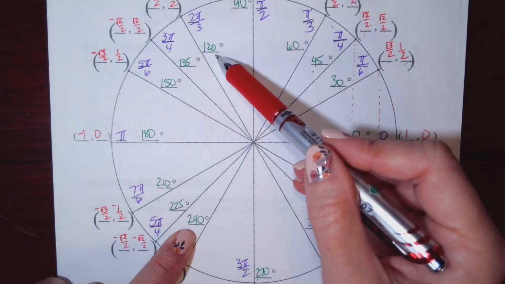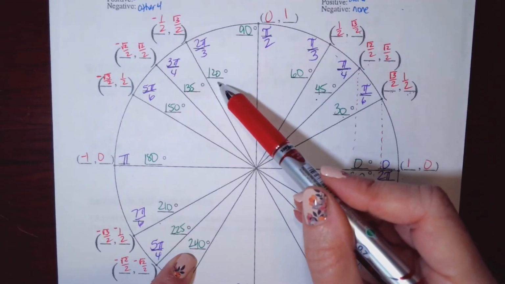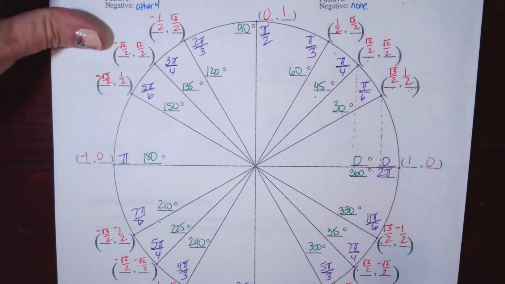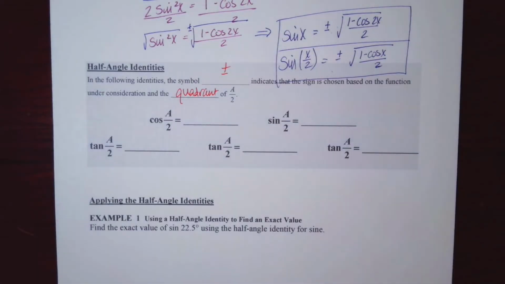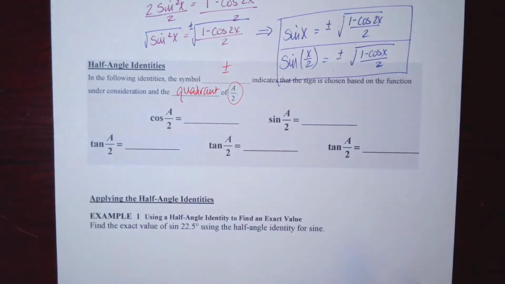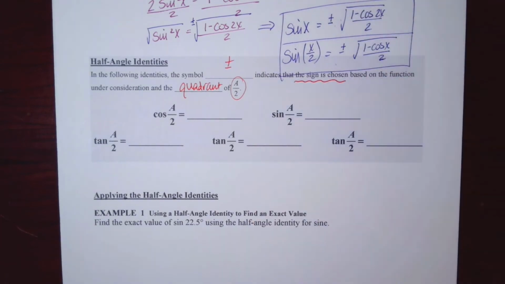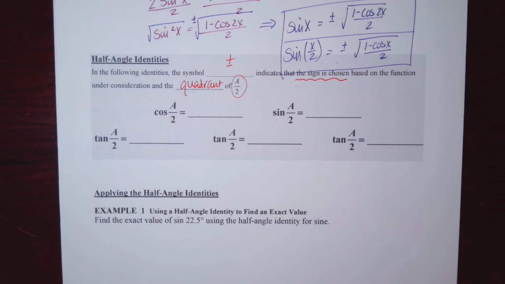120 is up here in quadrant 2, and in quadrant 2, cosine is still negative, but sine is positive. So when you're interested in half angles, you have to think about which quadrant that half angle will fall in and choose the sign based on that quadrant.